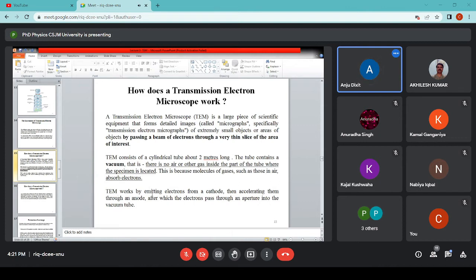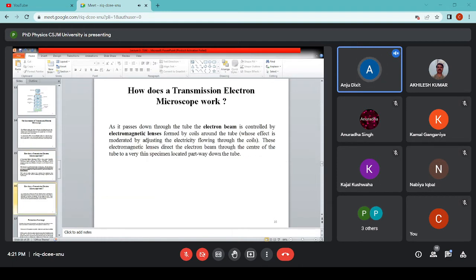So TEM works by emitting electrons from a cathode, then accelerating them through an anode, after which the electrons pass through an aperture into the vacuum tube where we have our specimen. As it passes down through the tube, the electron beam is controlled by the electromagnetic lenses formed by coils around the tube, whose effect is moderated by adjusting the electricity flowing through the coils. These electromagnetic lenses direct an electron beam through the center of the tube to a very thin specimen located part way down the tube.